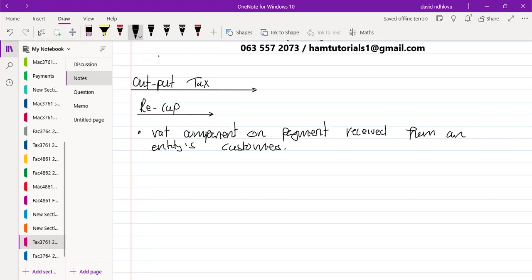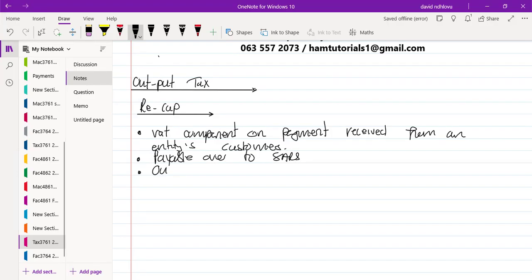Right. So when you sell goods to a recipient or to a customer, and then they make payments over to you, at times you collect money that belongs to SARS, which we call output tax. Right. So remember, this is payable over to SARS.